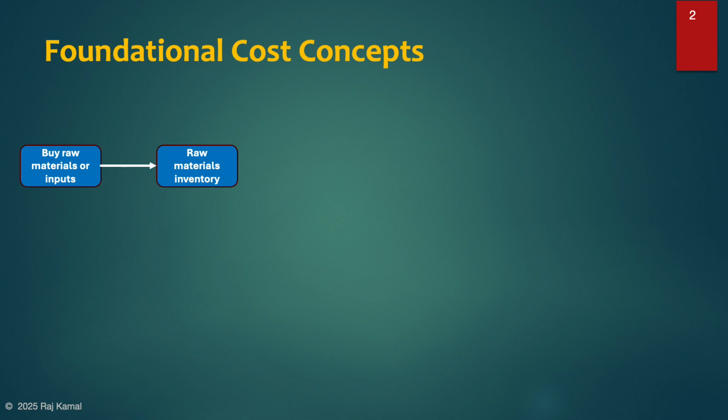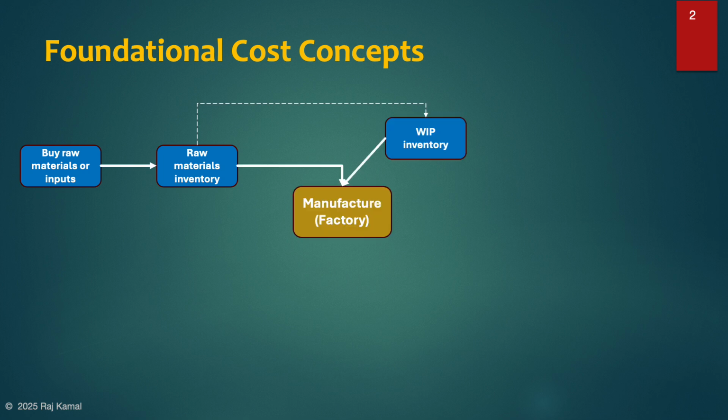These concepts come from manufacturing but are equally applicable to services or government and not-for-profit organizations with some slight variation in terminology. So when a company buys raw materials or inputs, it creates raw material inventory. This raw material inventory is then used to manufacture products, and the work in progress or WIP inventory includes items that have started being made but are not yet finished.